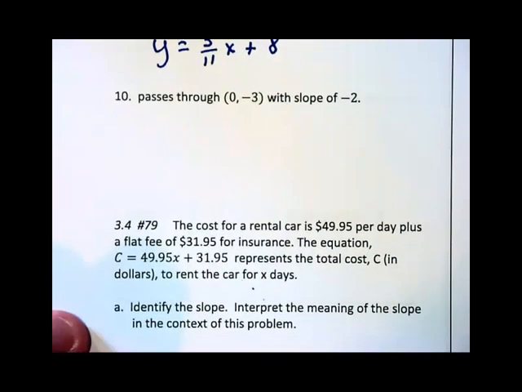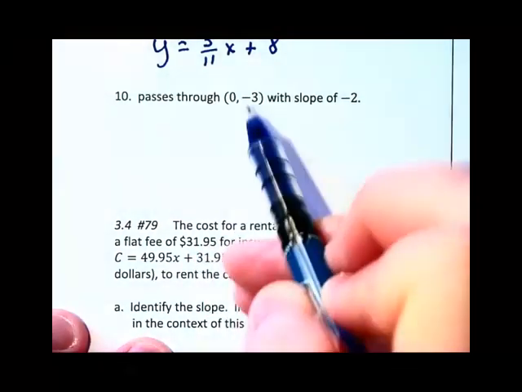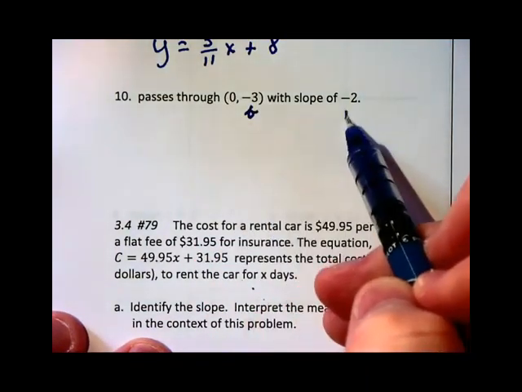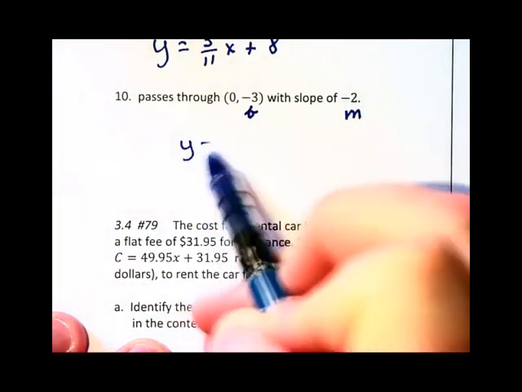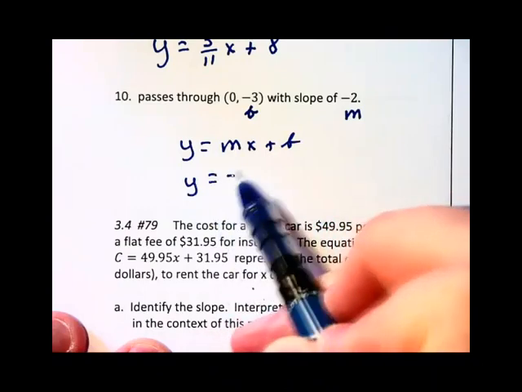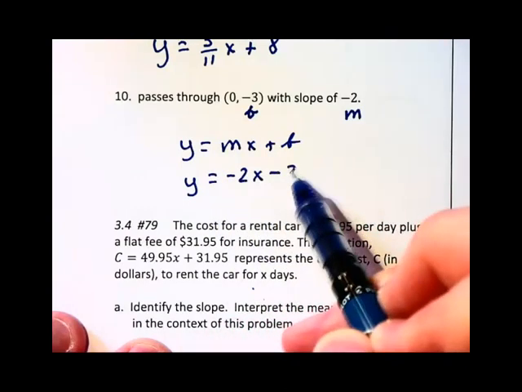And in number 10, passing through this point 0, negative 3, again, that is the y-intercept, and we have the slope right there. So y equals mx plus b becomes y equals negative 2x minus 3.